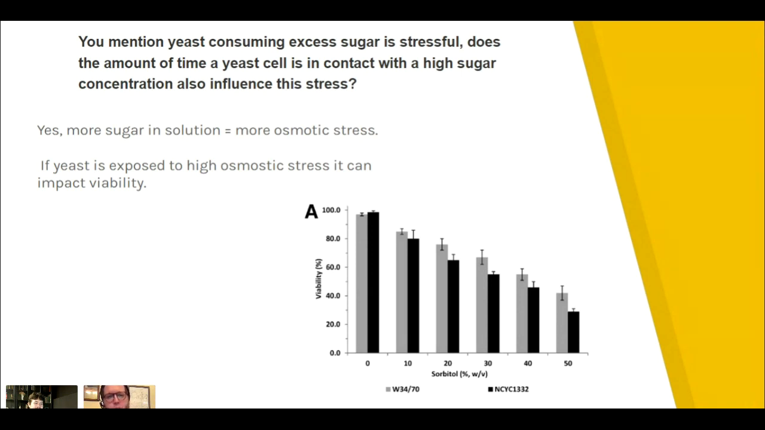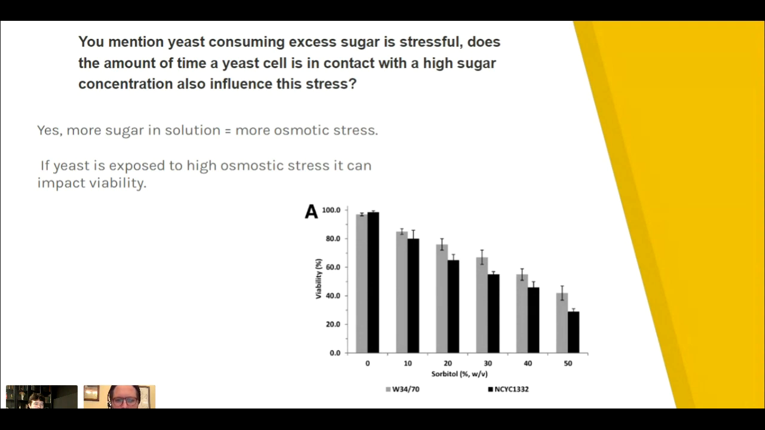Yeah. The next question was, you mentioned yeast consuming extra sugar is stressful. Does the amount of time a yeast cell is in contact with a high sugar concentration also influence the stress? And the answer is yes. If there's more sugar in solution, what you're subjecting the yeast to is osmotic stress, right? They have to deal with the concentration of solutes that are outside the cell and pump a lot of stuff back and forth in order to keep the cell functioning. And so if a yeast is exposed to high osmotic stress for a long time, it can impact viability. And it's a pretty linear response in terms of the osmotic stress to the cell viability.